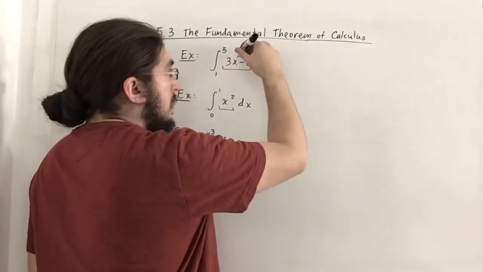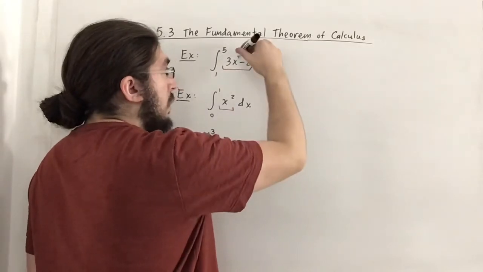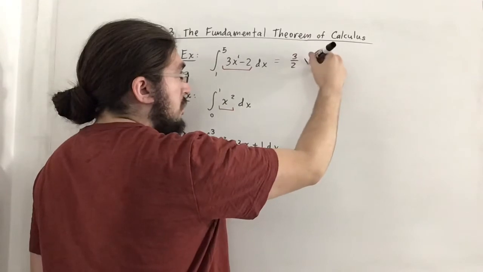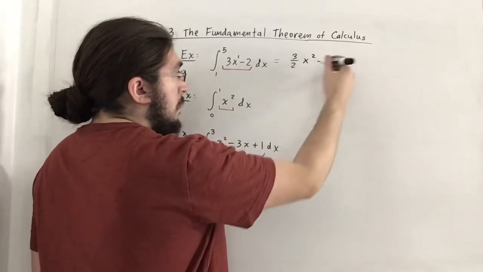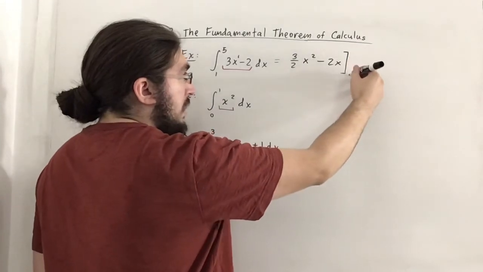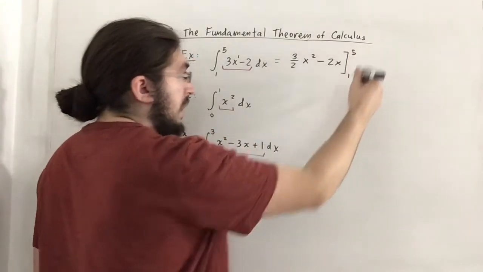this function, which we know the power is 1. So if you add 1 to the power, you get x squared. Divide by 2, which is the new power, you get this. Minus antiderivative of 2 is 2x. And then we're going to evaluate this between x equals 1 and x equals 5.